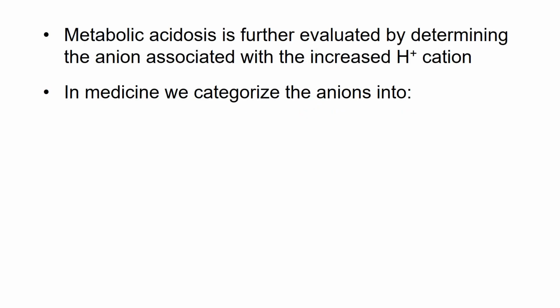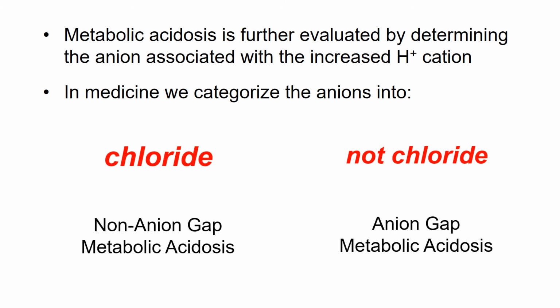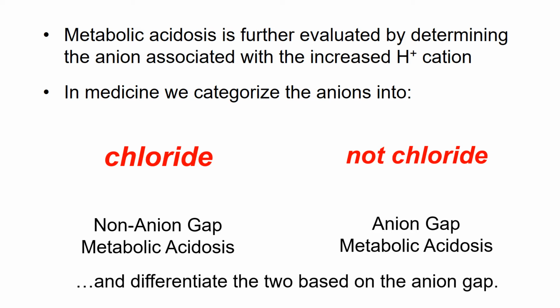The metabolic acidosis should then further be classified based on the type of anion that is associated with the hydrogen cation, right? And these are divided into when the hydrogen increase is associated with chloride as the only anion, we call it the non-anion gap metabolic acidosis, whereas all other anions will contribute to the anion gap metabolic acidosis.